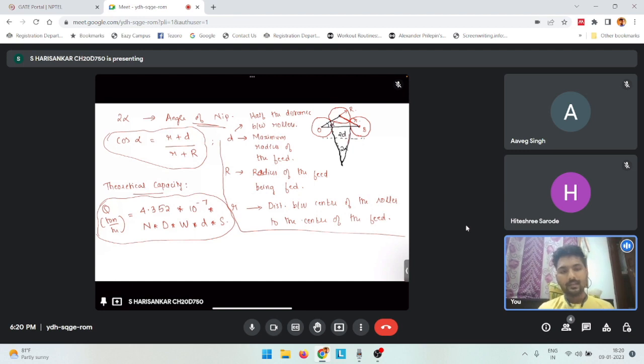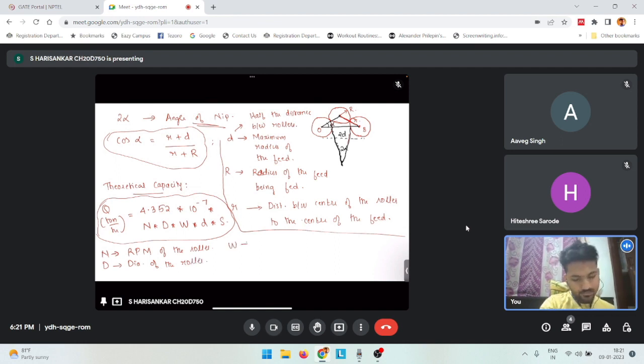So that is the theoretical capacity of a roll crusher, and in this formula, N is the RPM of the roller, D is the diameter of the roller, W is the width of the roller, and small d is the radius of the product that you are getting, and S is the specific gravity of the feed.